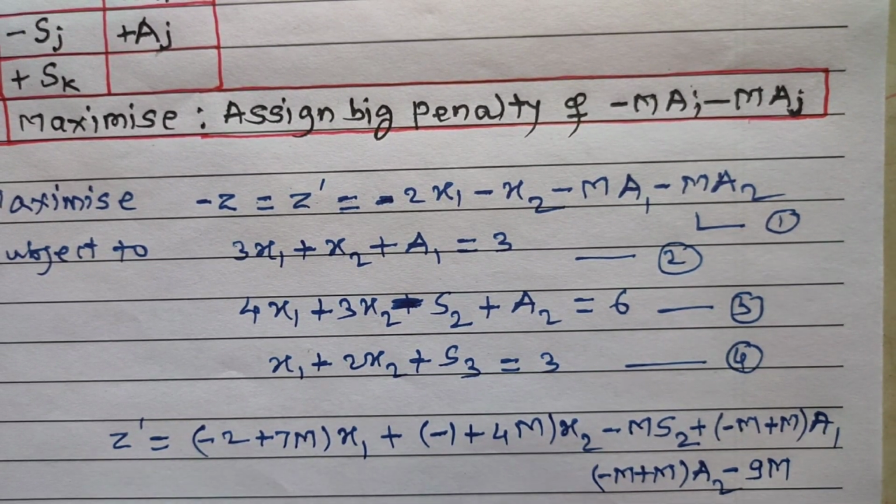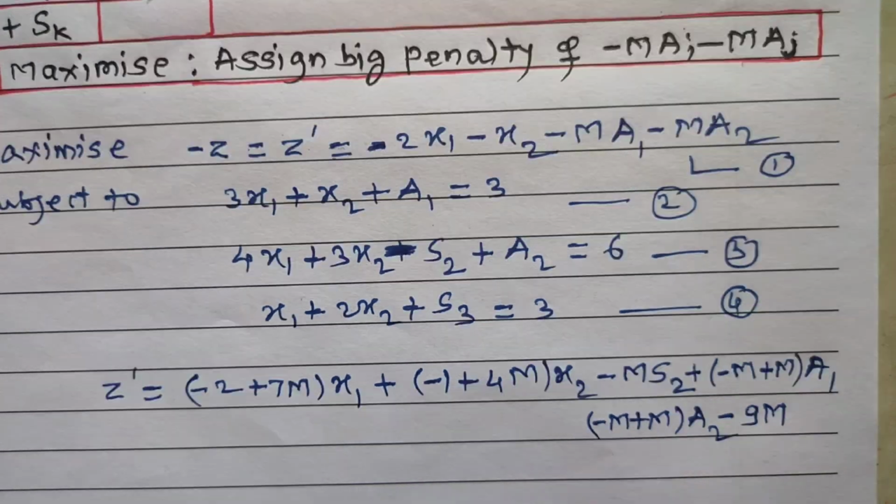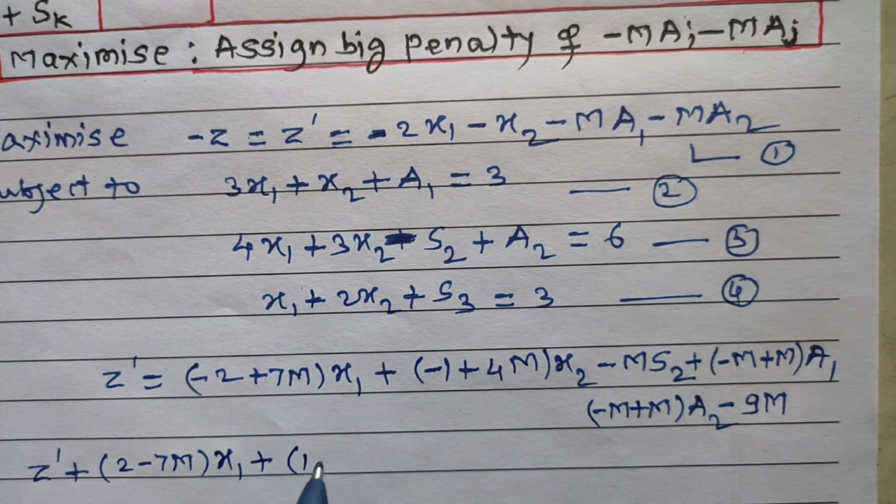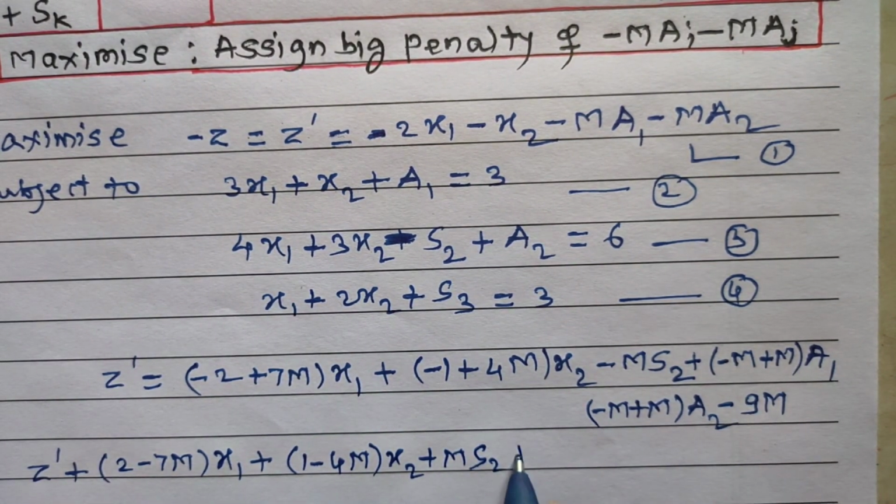Okay, this becomes z dash. Now except this minus 9M, take all terms on the left hand side, then the objective function becomes an equation like this: z dash plus 2 minus 7M x1 plus 1 minus 4M x2 plus M times s2 minus plus 0 plus 0 times a1 plus 0 times a2 is equal to, keeping minus 9M on the right hand side.